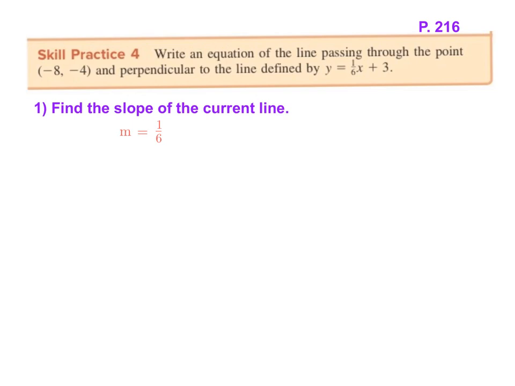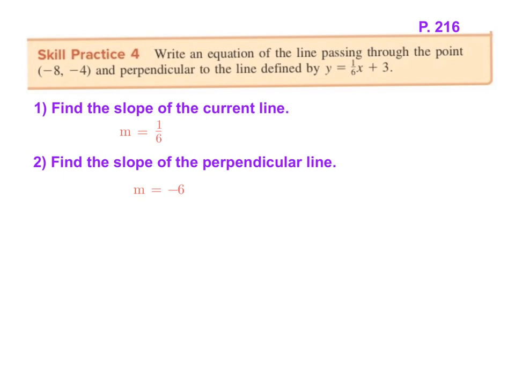So the slope of a perpendicular line is going to be the opposite reciprocal. So I got to flip it and change the sign. So the slope of the perpendicular line will be -6. Flip it, change the sign. So now I've got my point, I've got my new slope that I'm going to use.